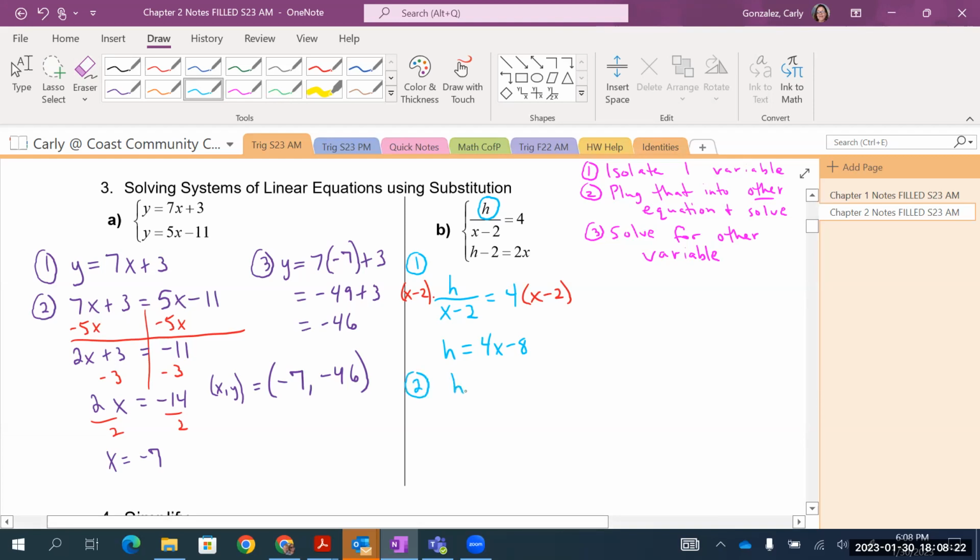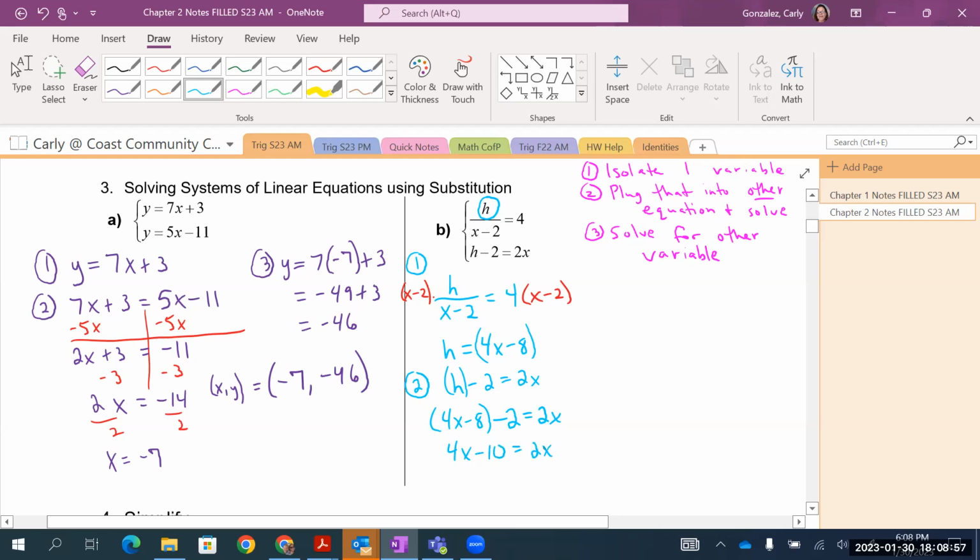So I'm looking at the other equation as h minus 2 equals 2x. And wherever I see an h, I'm going to replace it with 4x minus 8, because we know that h has to equal 4x minus 8. So I'm going to plug that quantity in. So I get 4x minus 8, then I write the rest out. Minus 2 equals 2x. And now, combine like terms. On the left, I get 4x minus 10 equals 2x.